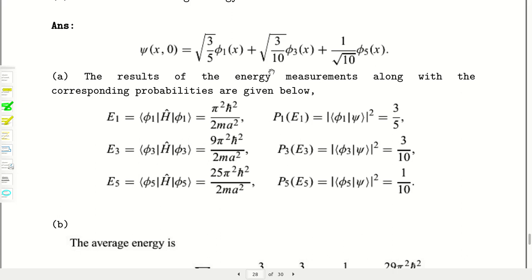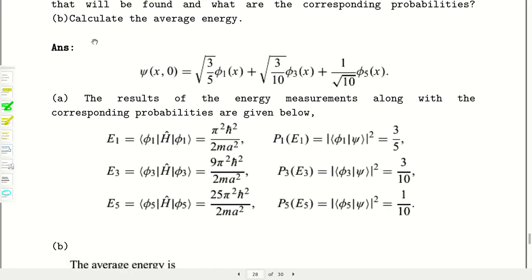Is this set complete? I have told you several times that you should take an infinite number of wave functions to complete a set. Now take a look at this wave function. C1 square is 3 by 5, C3 square is 3 by 10, and C5 square is 1 by 10. Just sum them up. 3 by 5 plus 3 by 10 plus 1 by 10 will give you 1.